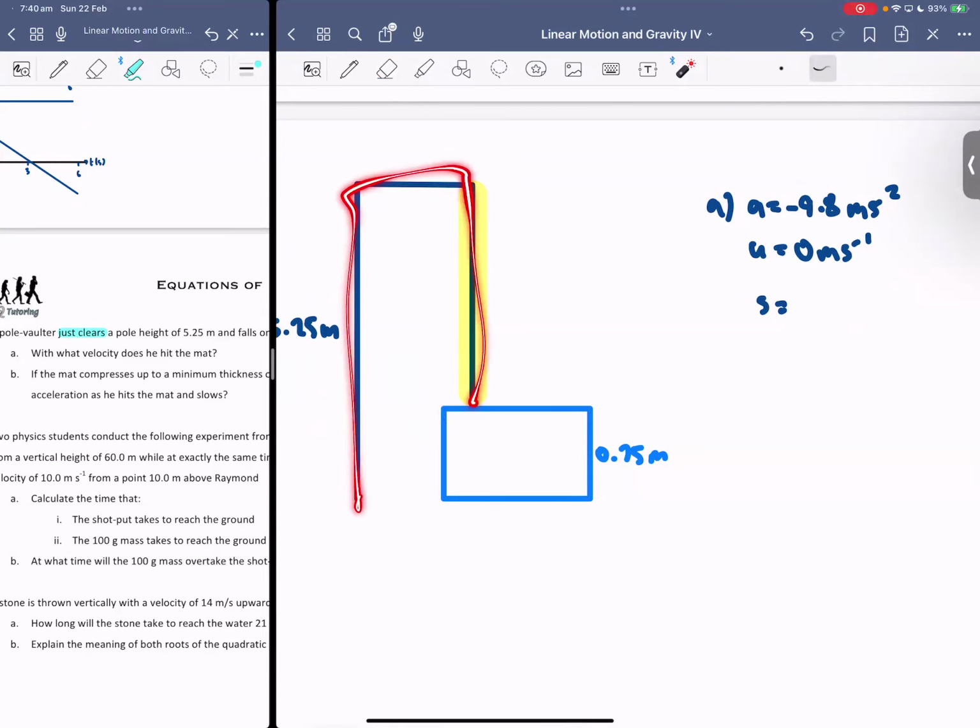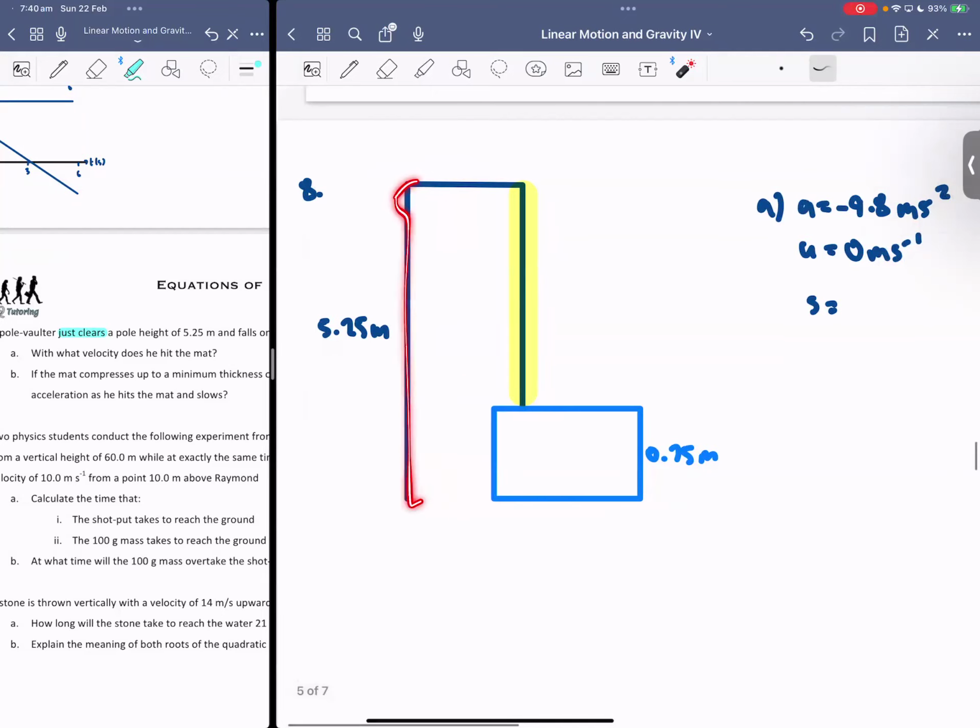Anyone trying to do the whole journey, you'll struggle. Because if you're doing the whole journey, you only have 2 letters: the acceleration and the displacement. That's it. If you want to do equations of motion, you need at least 3 letters to use the SUVAT equations. So, anything else I have? I guess I do have s, guys. That's 5.25. That's 0.75. So how much is this?